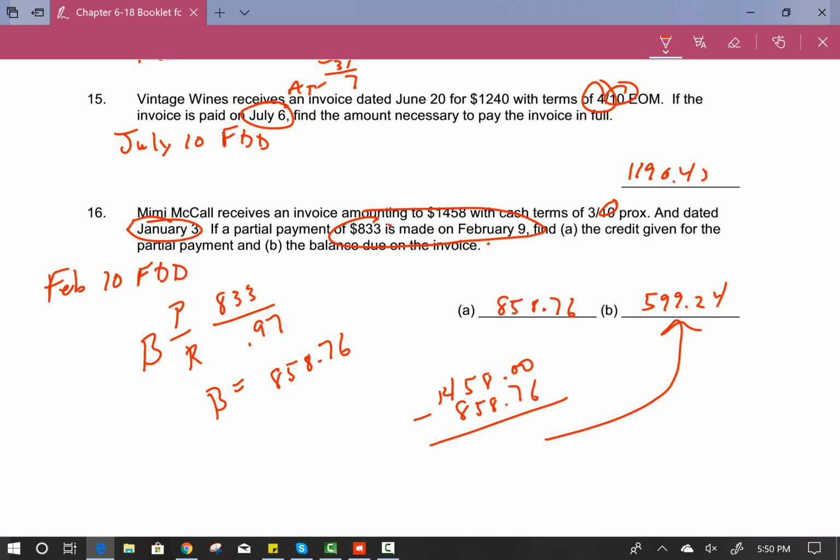Okay, continue to work the drill problems at the end of the chapter and the summary practice test. This concludes Chapter 7.